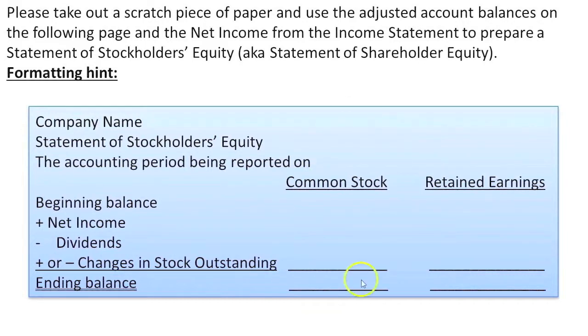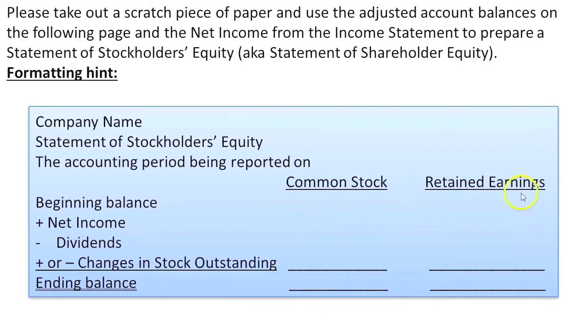The first column will be your common stock. The beginning balance, we had no common stock issued and outstanding. Then we issued some common stock, and we're going to include the number of shares in one column and the dollar amount related to those shares in another column to arrive at your ending balance.